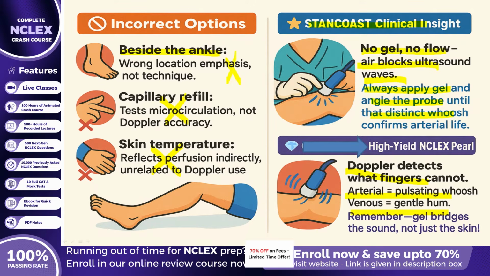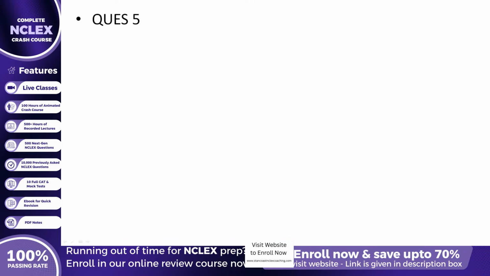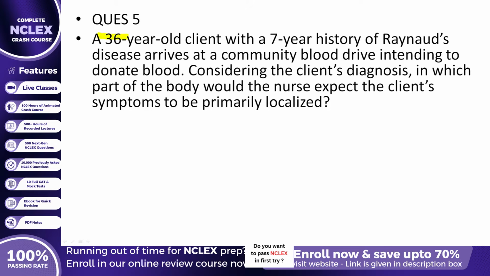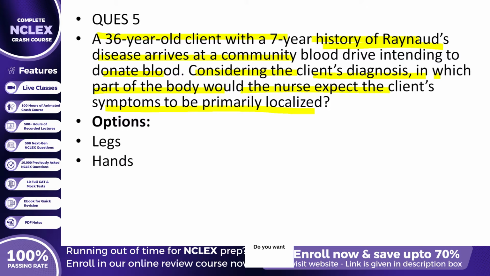Let us move forward into an interesting vascular concept involving Raynaud's disease. A 36-year-old client with a 7-year history of Raynaud's disease arrives at a community blood drive intending to donate blood. The question is, considering the client's diagnosis, in which part of the body would the nurse expect the client's symptoms to be primarily localized? Here are the options to consider: legs, hands, chest, or neck. The correct answer is hands.